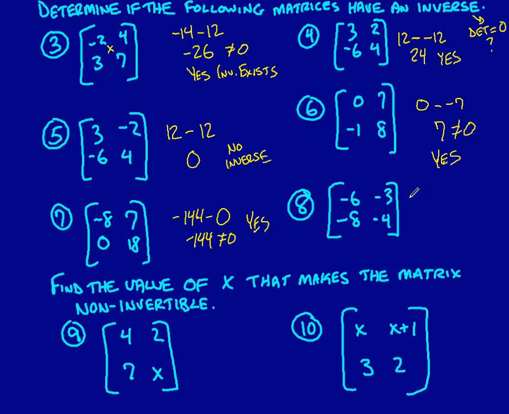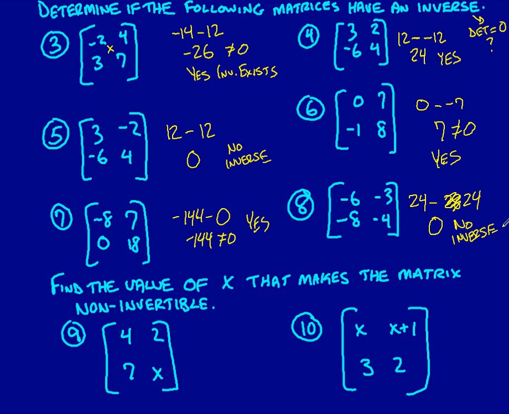Then this last one, negative 6 and negative 4 is positive 24. And negative 8 and negative 3 is, whoops, not negative 28, negative 24. So that does equal 0. So again, this one does not have an inverse.